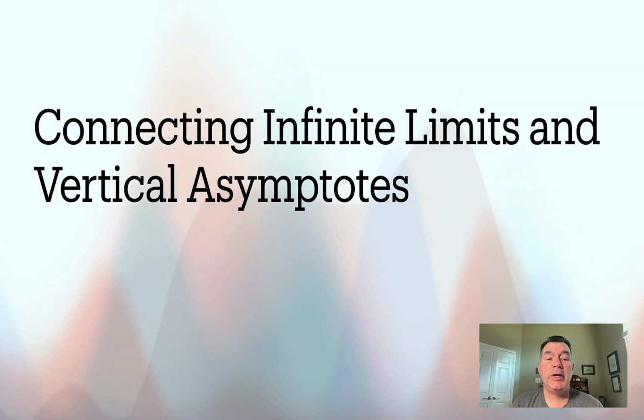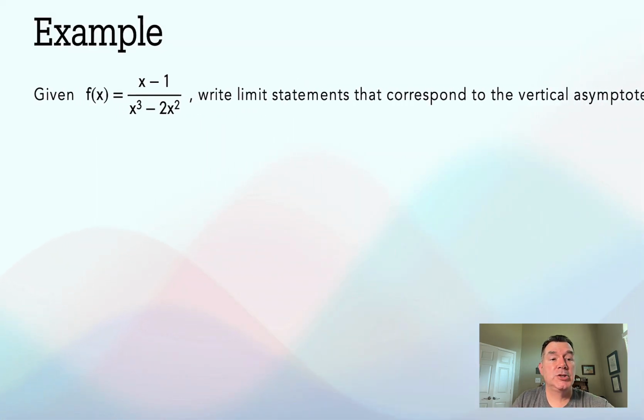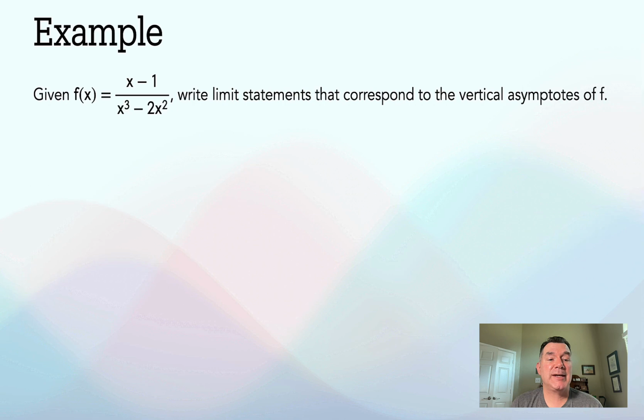Hello again. Today we are going to connect infinite limits and vertical asymptotes. So let's get started. We're going to start with an example. We've got f of x equals this rational function here, and we are to write limit statements that correspond to the vertical asymptotes of that function.